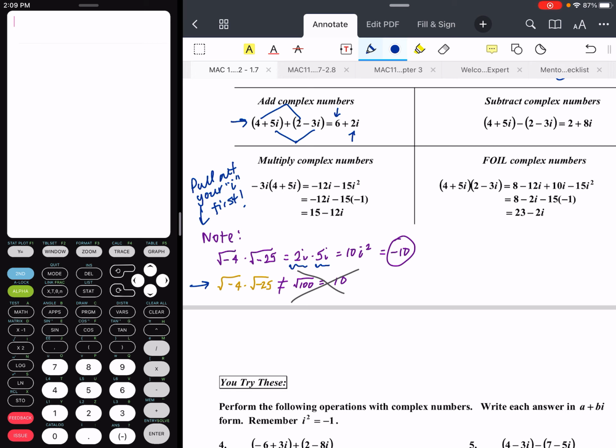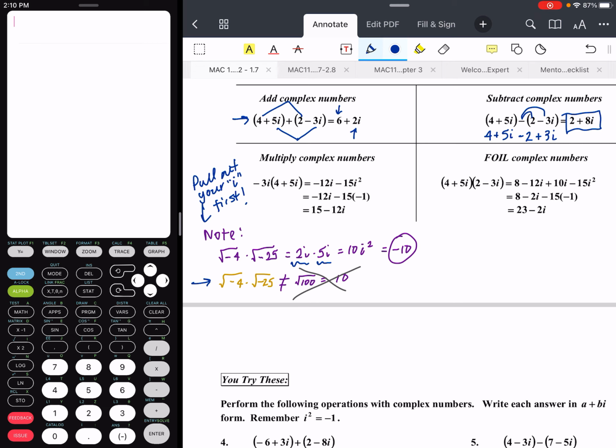Same thing when we subtract our complex numbers. We'll have 4 plus 5i, distribute that negative sign to get -2, and then negative gives me plus 3i. 4 minus 2 gives me positive 2. 5i plus 3i gives me that positive 8i in our final answer.